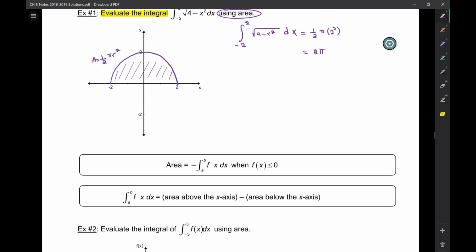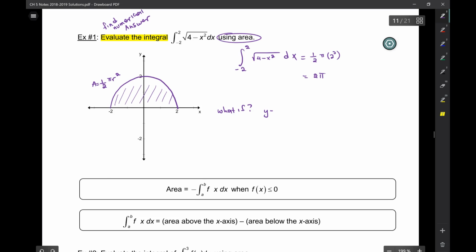Now, what if y was negative the square root of 4 minus x squared? What would that look like? It would have the same shape, but below, from negative 2 to 2. So this integral would look pretty much the same, except with a minus sign inside.